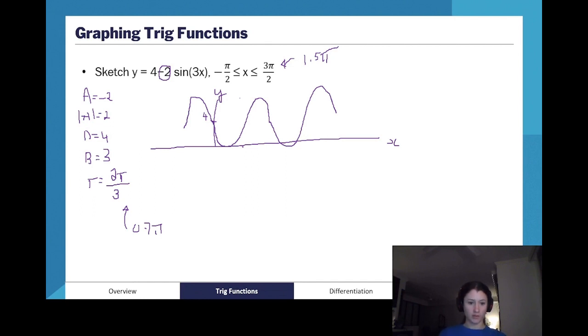Actually, I just realized that was a mistake. This shouldn't go all the way. Sorry about that. So it needs to go more like this. It shouldn't be touching the x-axis. But yeah, and this is what our curve is going to look like.